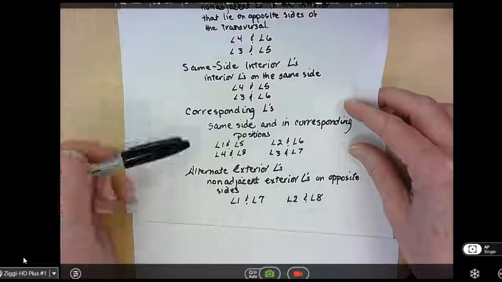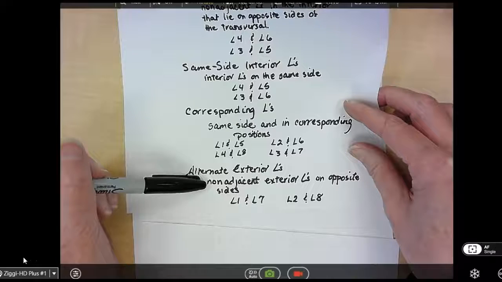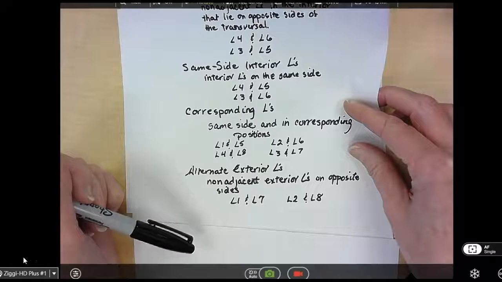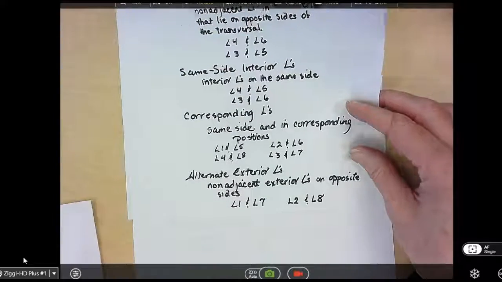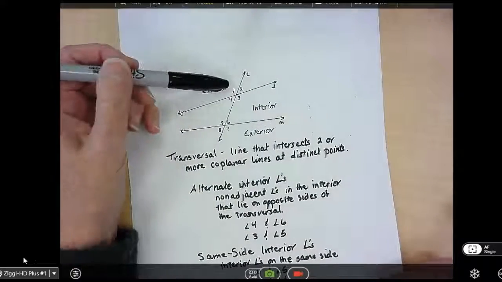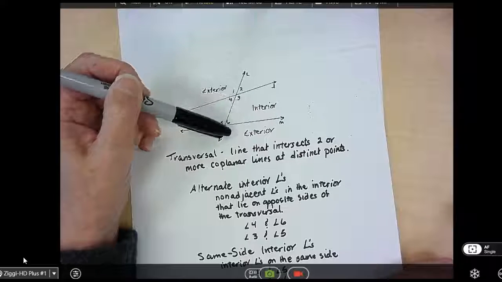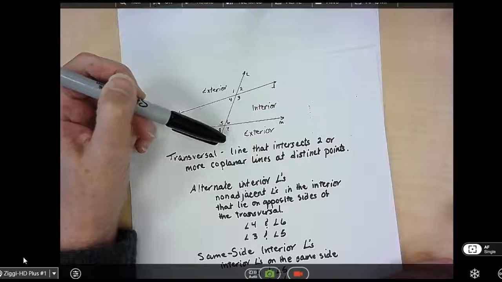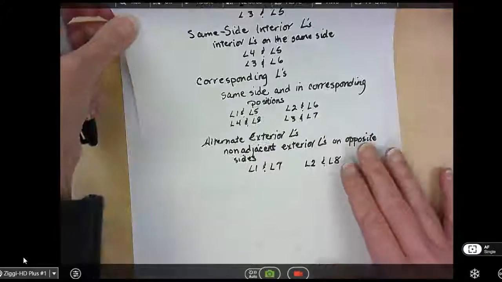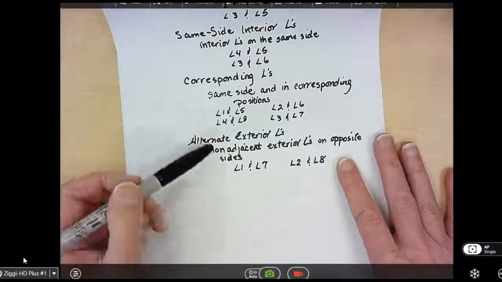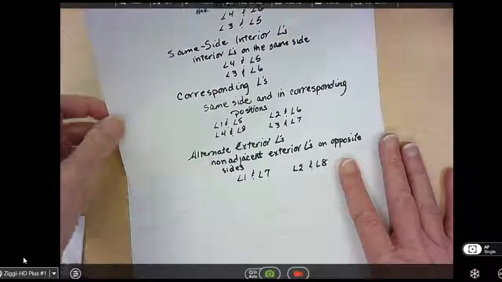Our last type of angles are alternate exterior angles. Again, they're non-adjacent exterior angles on opposite sides of the transversal. If we look again, here's your exterior 1. We have to go on the other side and not be adjacent, so it has to be 7. With 2, it is 8. So the alternate exterior angles are 1 and 7, 2 and 8.